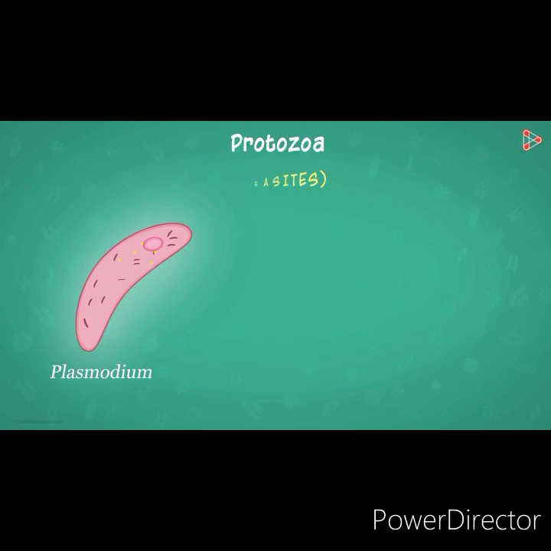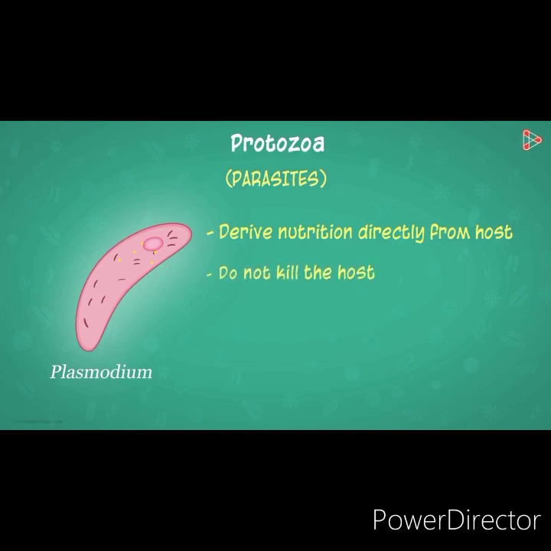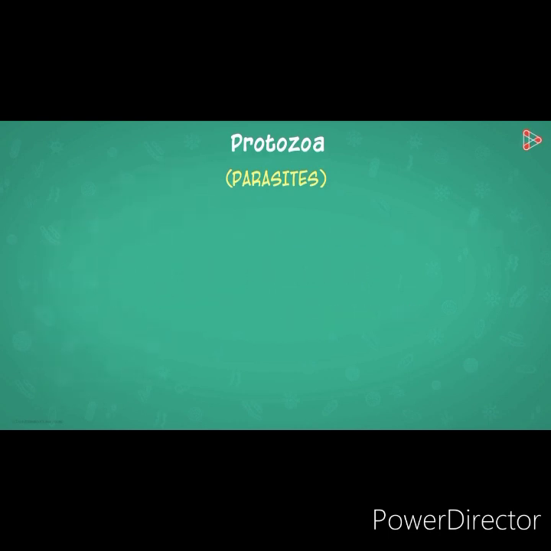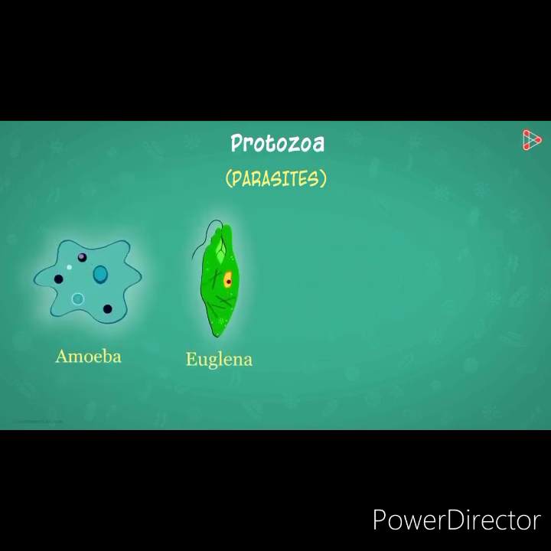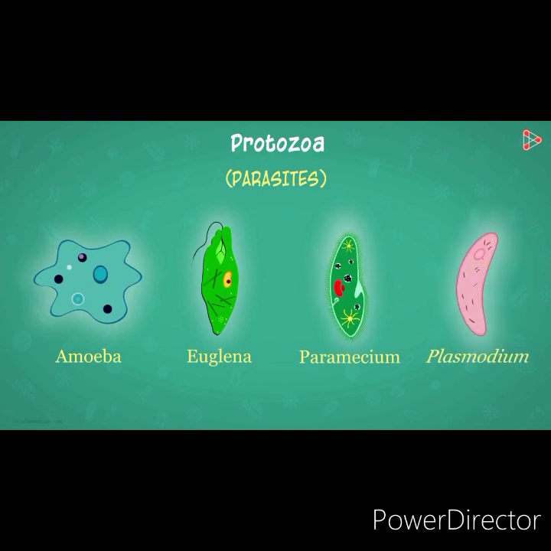Many organisms belong to the protozoan group of parasites. They derive nutrition directly from the body of living organisms, so they do not kill the host but do harm them severely. A few commonly known examples of protozoans include amoeba, euglena, paramecium, and the disease-causing plasmodium. So this was about the protozoa.